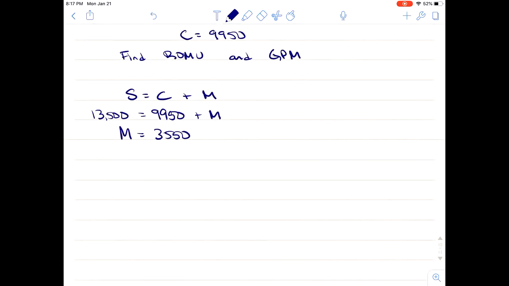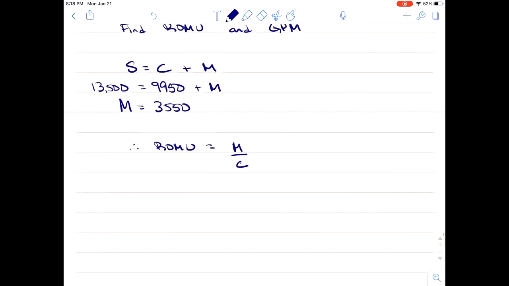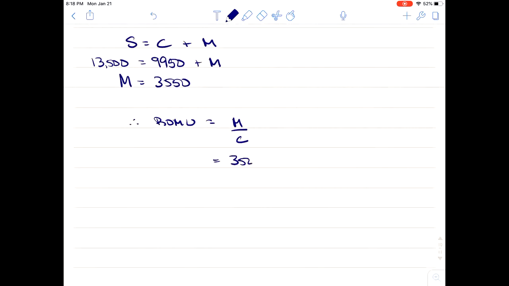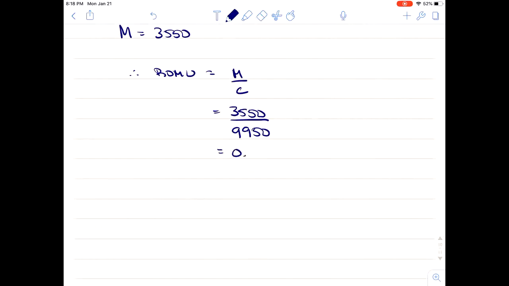So I'll just start where I'm at on the formula sheet. Therefore the ROMU, and I'll start with that one, which is M over C, is 3,550 over C, which was 9,950. So my ROMU is 0.35678392, or 35.7%. I'm rounding.